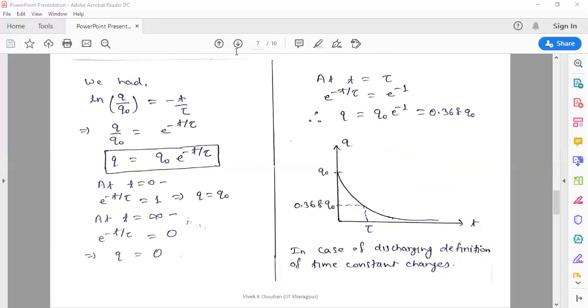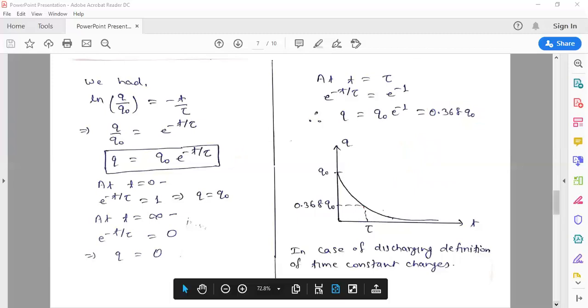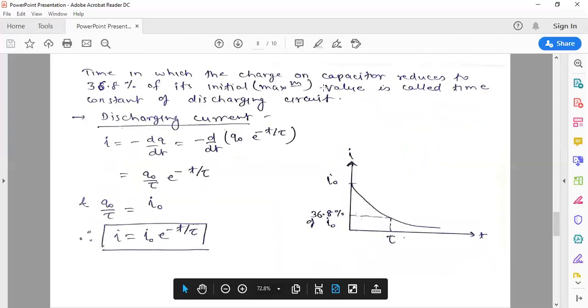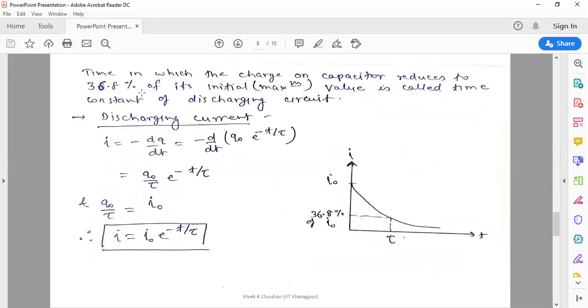in the next slide, we have the definition of the time constant for the discharging circuit. The time in which the charge on the capacitor reduces to 36.8% of its initial value, which was actually the maximum value, is called the time constant of the discharging circuit. Now, this was about the charge in the discharging circuit.